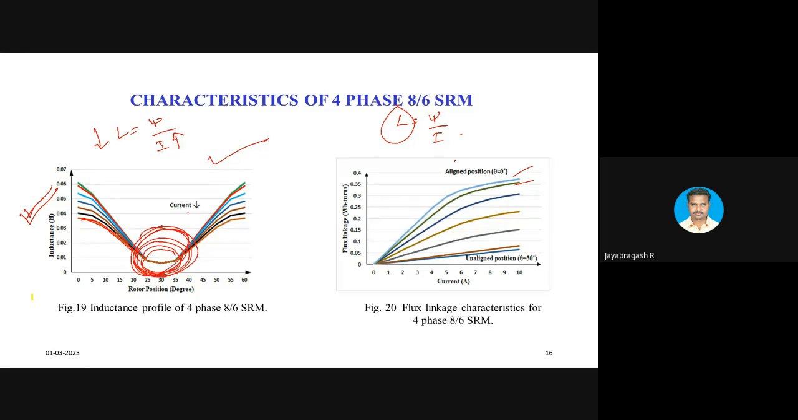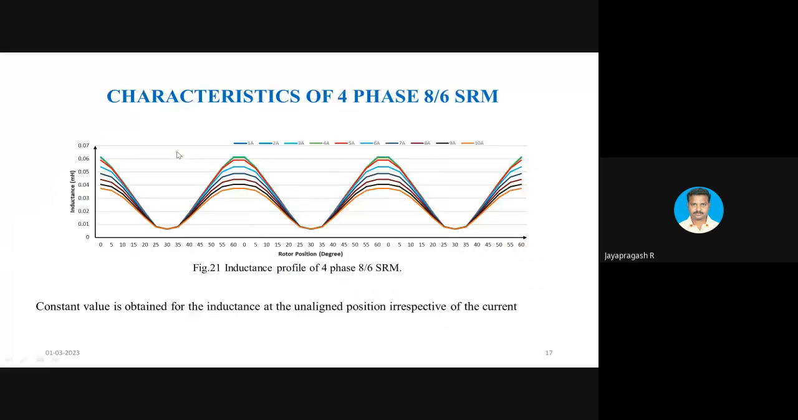Because inductance is maximum, there is no core saturation. So generally, unaligned inductance is treated as a constant, and in the other intermediate regions it changes according to the current value. When the rotor completes one revolution, it undergoes NR cycles, where NR is the number of rotor poles, of inductance variation. So you'll get 4 cycles of inductance variation.